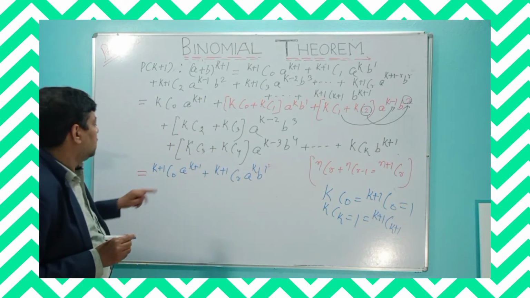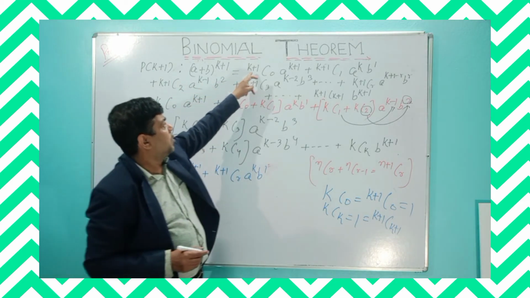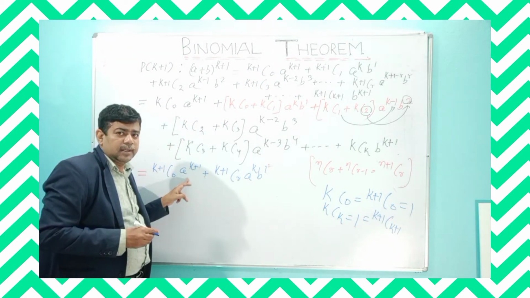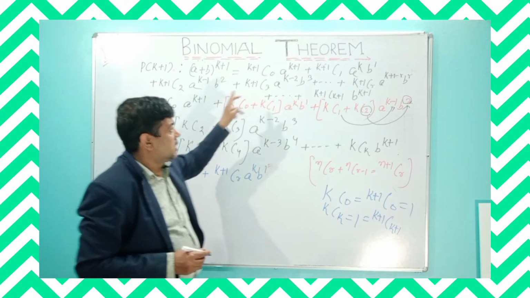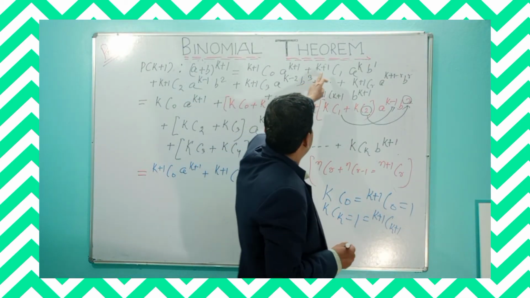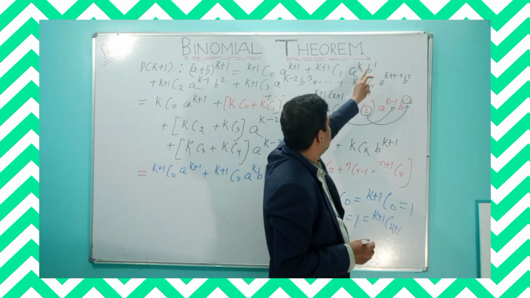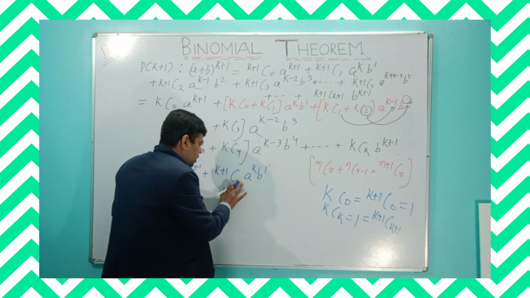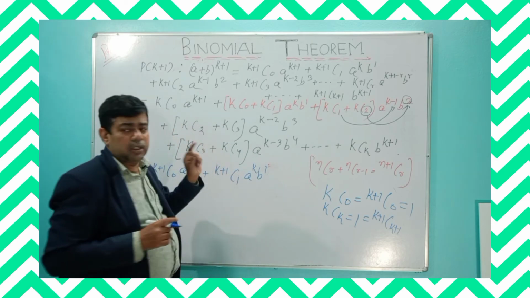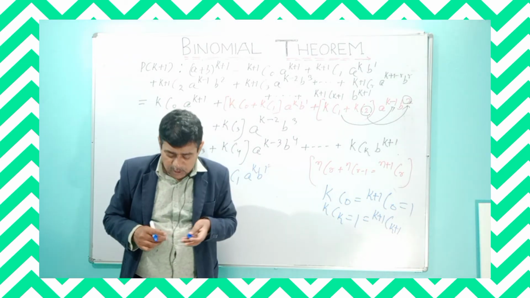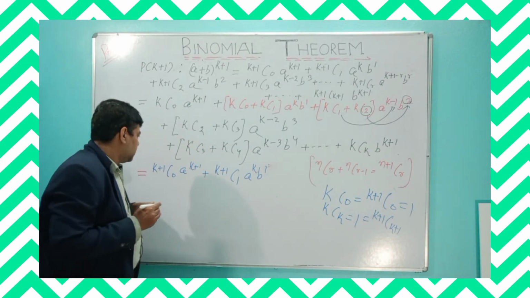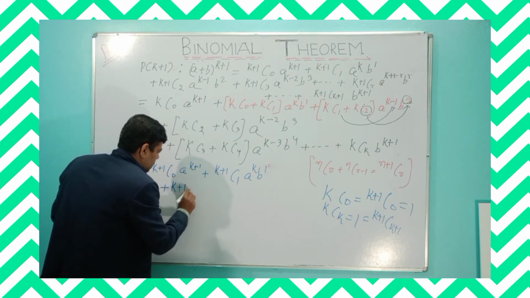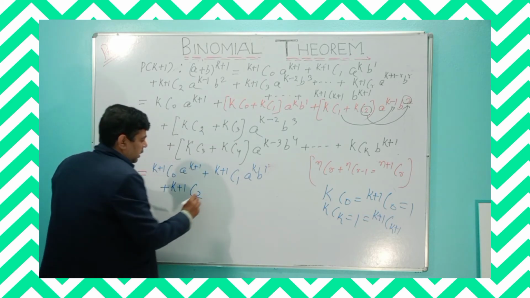Look here, the first one you see, (k plus 1)C0, a to the power k plus 1. Coming or not? The first term is coming. And similarly, the second term you see, (k plus 1)C1, a to the power k, b to the power 1. Here, in place of r, you write 1. So a to the power k, b to the power 1, right? Understand? Similarly, (k plus 1)C2, I can write a to the power what?